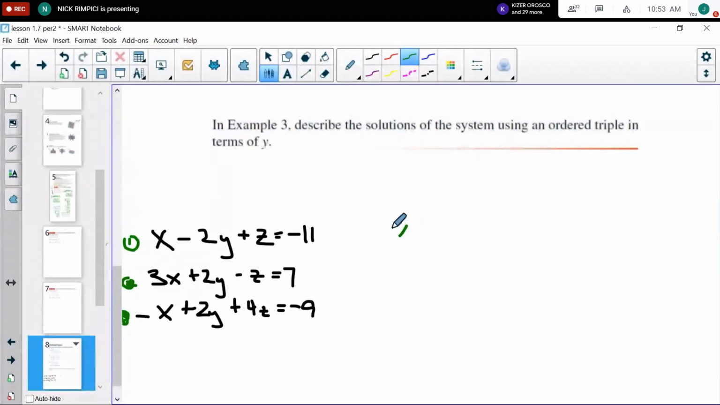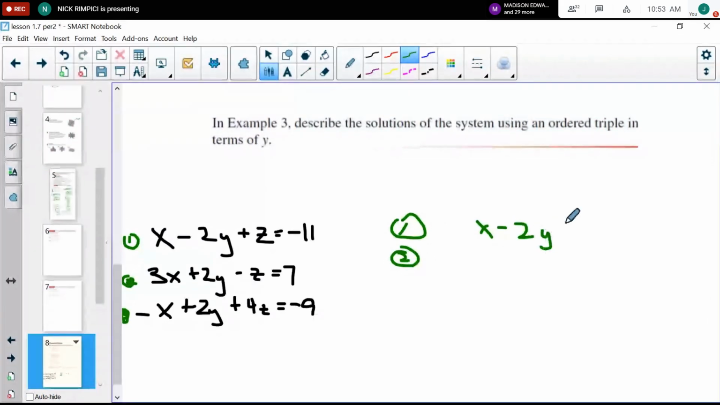So we're going to take 1, we're going to take 2. Statement 1 is x minus 2y plus z equals negative 11. And the second statement is 3x plus 2y minus z equals 7. This is a good choice, actually a very good choice, because by picking this, you can see that at least one set of items is going to cancel.